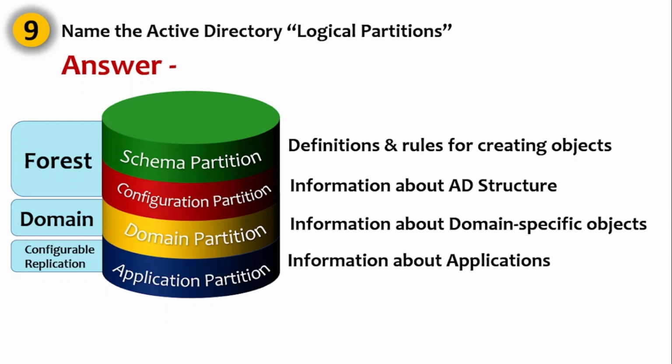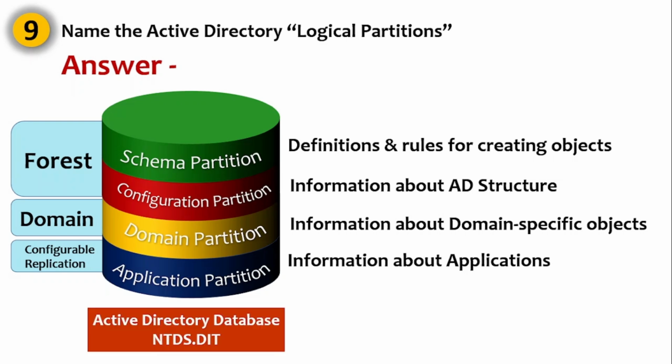These 4 partitions are also called Active Directory replication partitions. In some interviews, the interviewer may ask you, name Active Directory replication partitions. The answer is the same. This is our Active Directory database file, ntds.dit. This is a physical file present in every domain controller, and this file is logically divided in these 4 partitions.